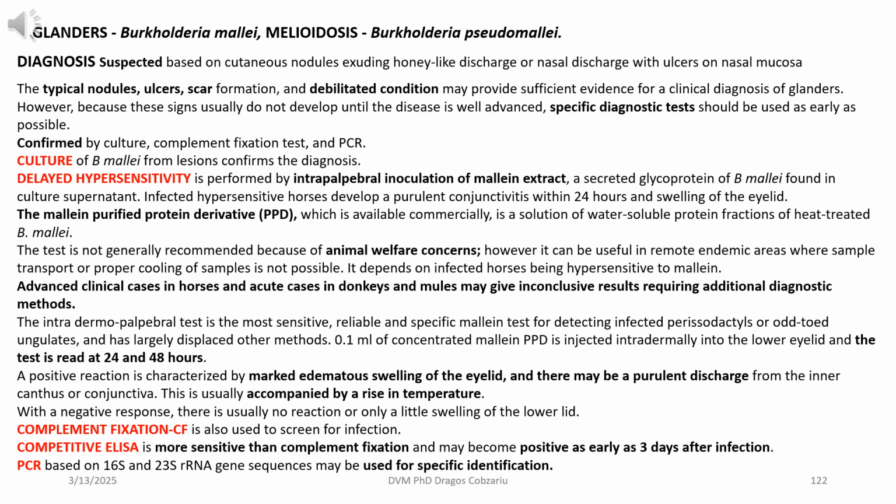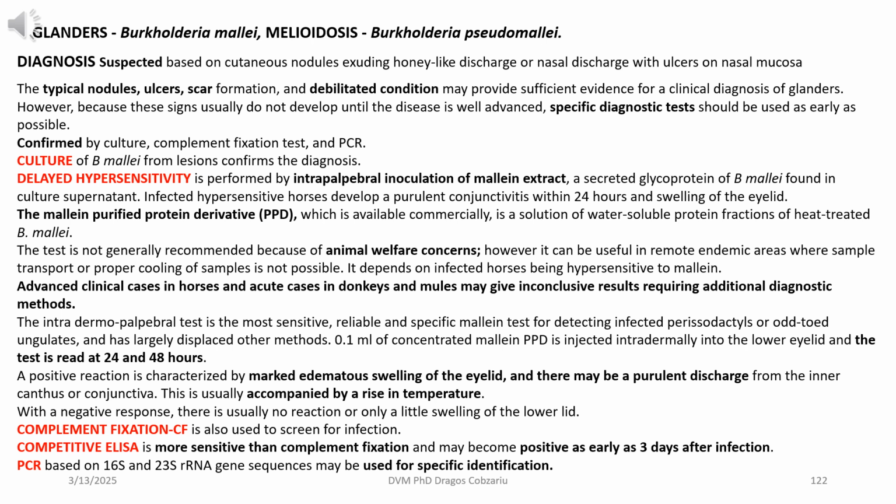The test is not generally recommended because of animal welfare concerns, however it can be useful in remote endemic areas where sample transport or proper cooling of samples is not possible. It depends on infected horses being hypersensitive to mallein. Advanced clinical cases in horses and acute cases in donkeys and mules may give inconclusive results requiring additional diagnostic methods. The intradermopalpebral test is the most sensitive, reliable and specific mallein test for detecting infected perissodactyls, or odd-toed ungulates, and has largely displaced other methods.